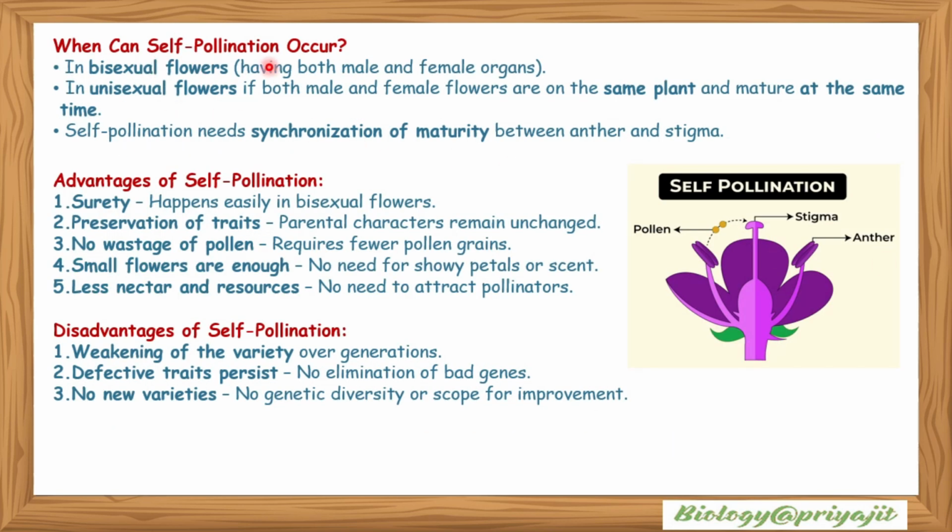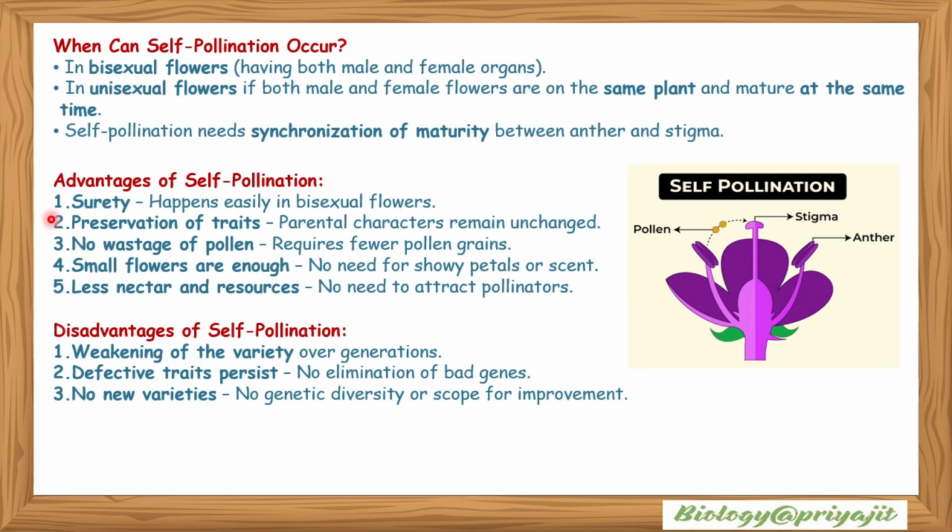Now, when can self pollination occur? In bisexual flowers having both male and female organs, and in unisexual flowers, if both male and female flowers are on the same plant and mature at the same time. Self pollination needs synchronization of maturity between anther and stigma. This is the diagram showing self pollination.